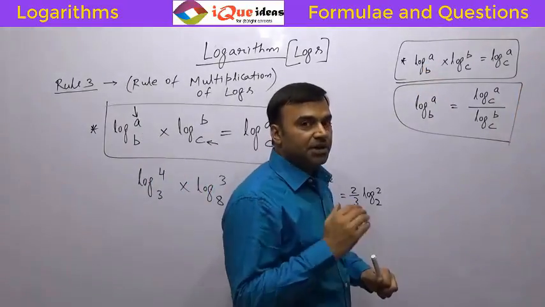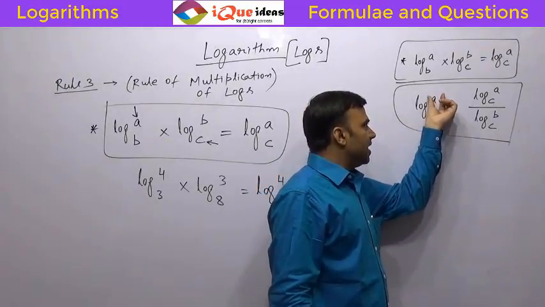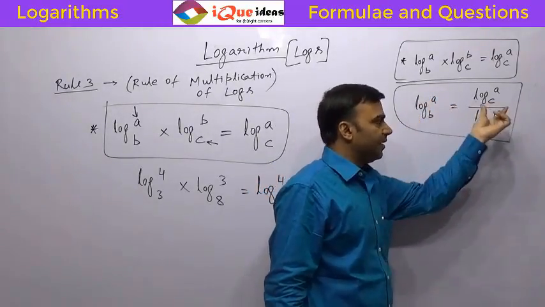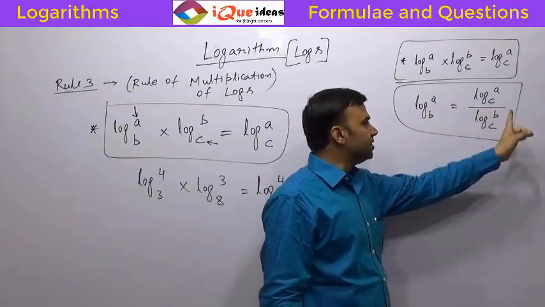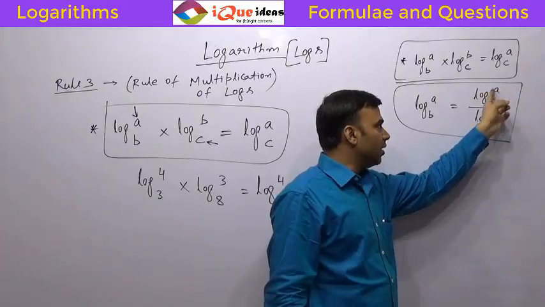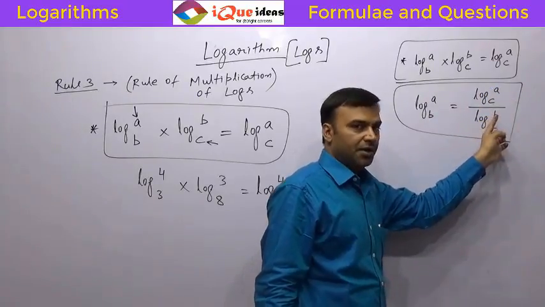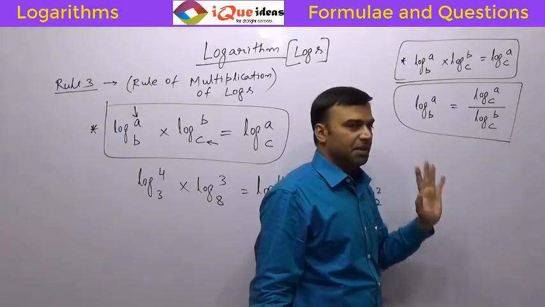Now, how do you remember this? Let's see. If there is a log which combines a number and a base, they can be separated. How do we separate them? We introduce a third number c. Then a becomes a number in the log in numerator, b becomes a number of a log in denominator, and c becomes a base in both the places.